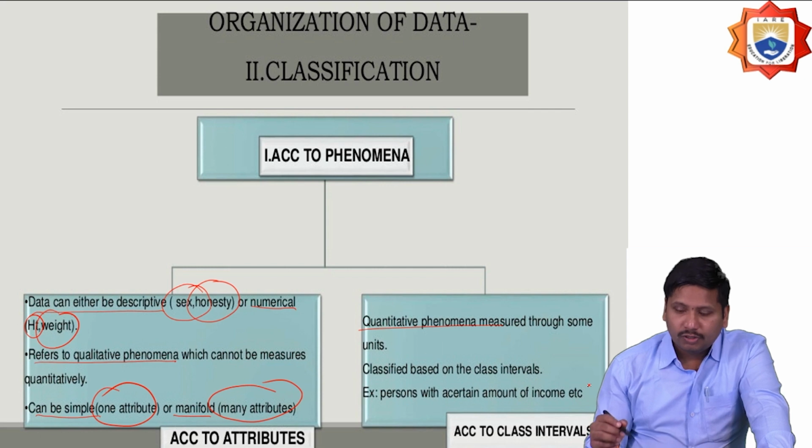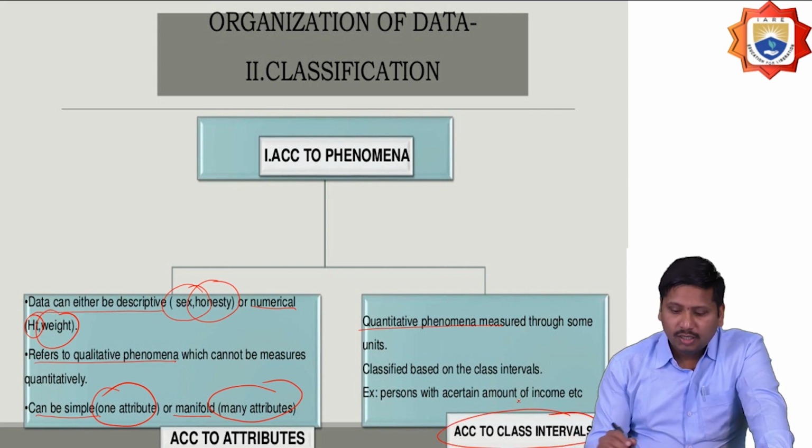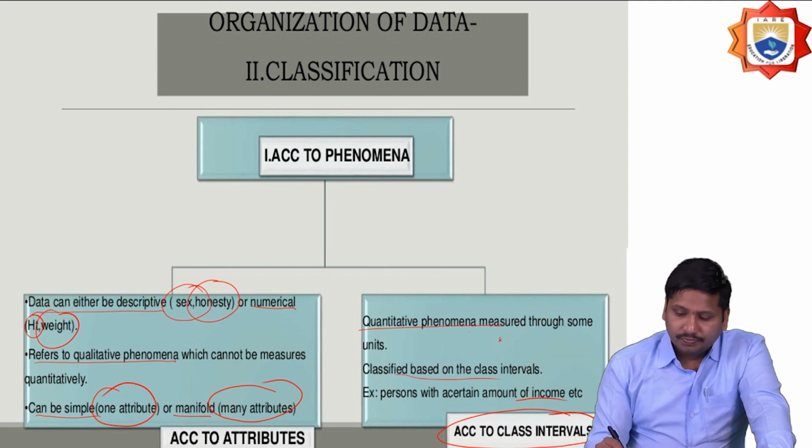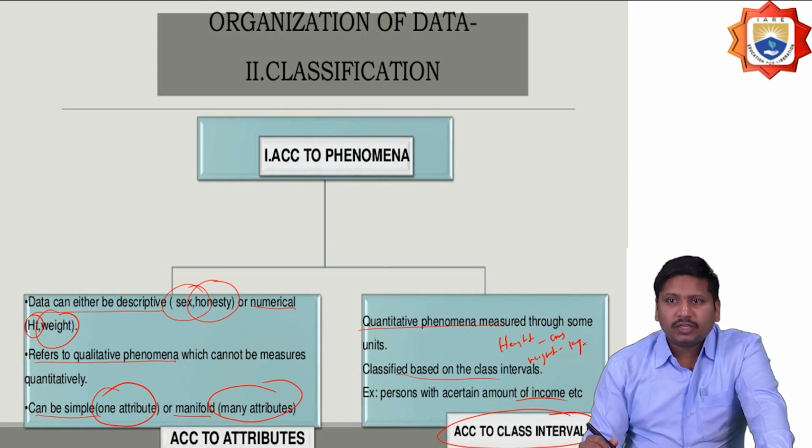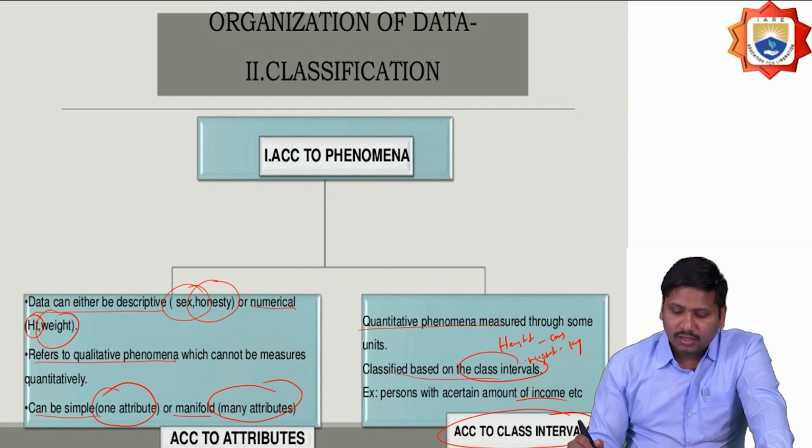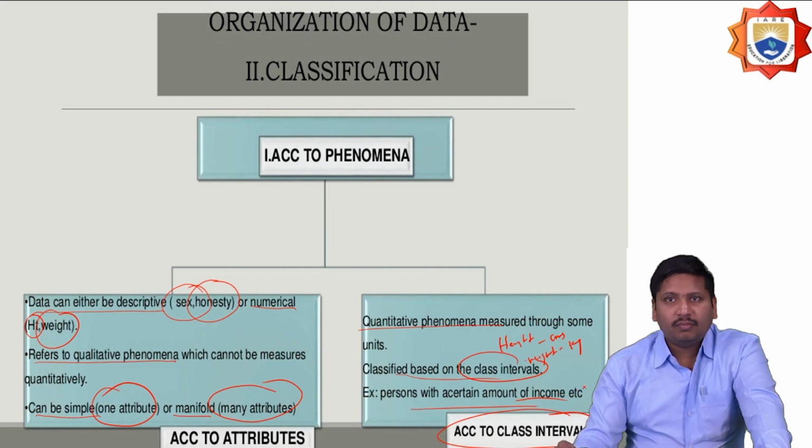Similarly, if I consider the class intervals, the quantitative phenomenon can be measured through some units, and it is classified based on the class intervals. For example, persons with a certain amount of income are considered. The quantitative phenomenon means we are able to measure through units only, like height in centimeters and weight in kgs, and the classification is done only on the class intervals.